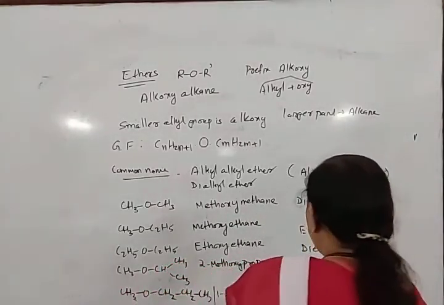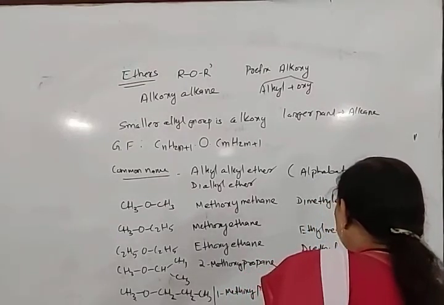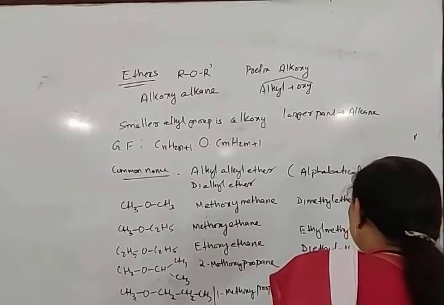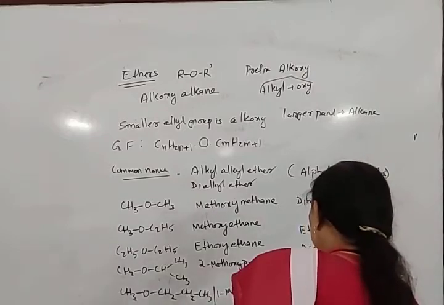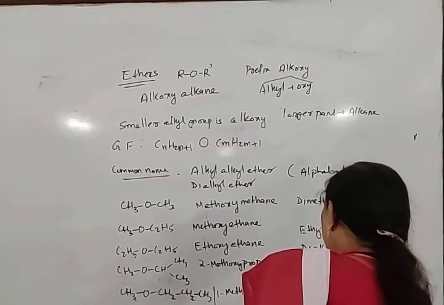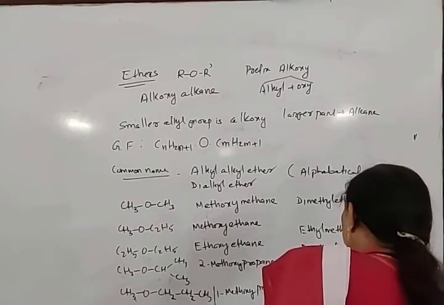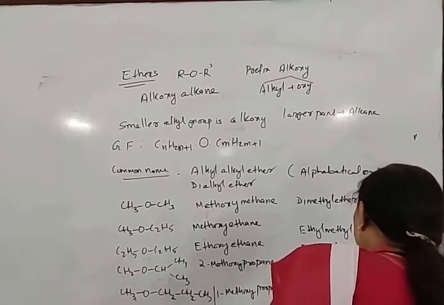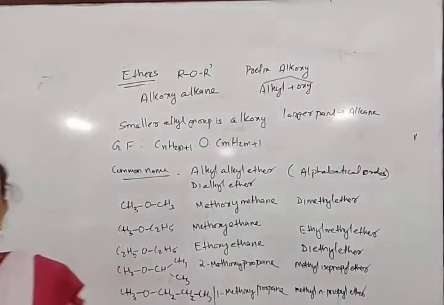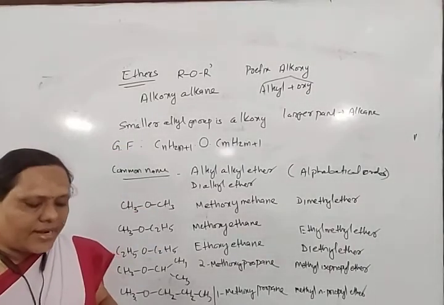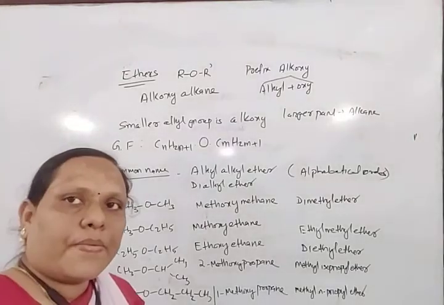This is known as your methyl isopropyl ether, and this is known as your methyl N-propyl ether. In this way, the names of ethers are given. Okay. Next, come to another class of compounds.